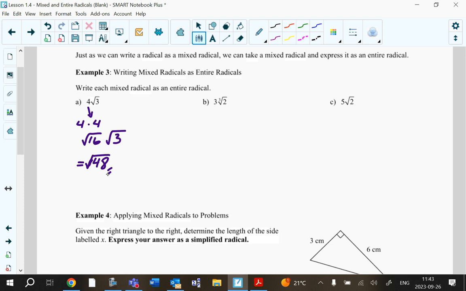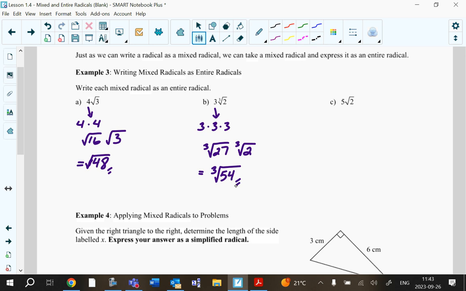What would you do for B? Not cube root of 3. It's 3 to the third. Yes, 3 times 3 times 3. Meaning it equals cube root 27 times cube root of 2, which multiplies into the single entire radical of cube root 54. Good.